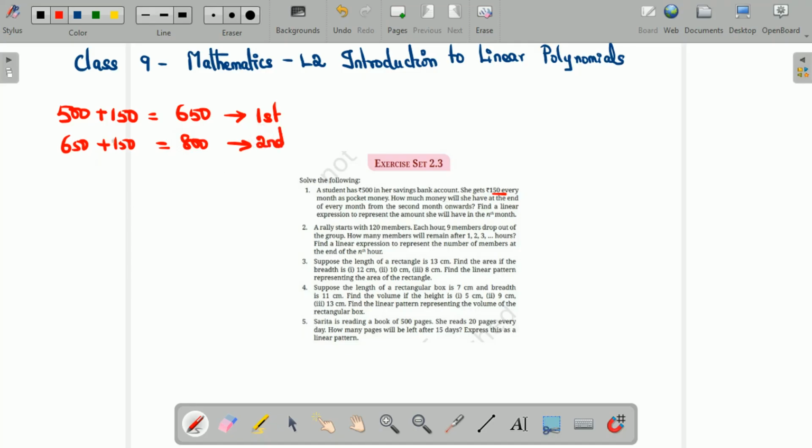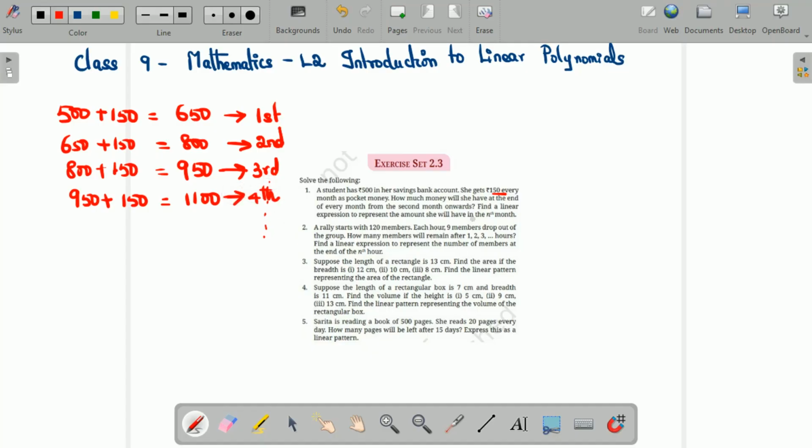Now, if you calculate for the third month, you will have to add another 150 to her account. So, this becomes 950 at the end of the third month and so on. So end of first month is 650, end of second month is 800, end of third month is 950. If you calculate the end of the fourth month, it is 950 plus 150, which is equal to 1100.